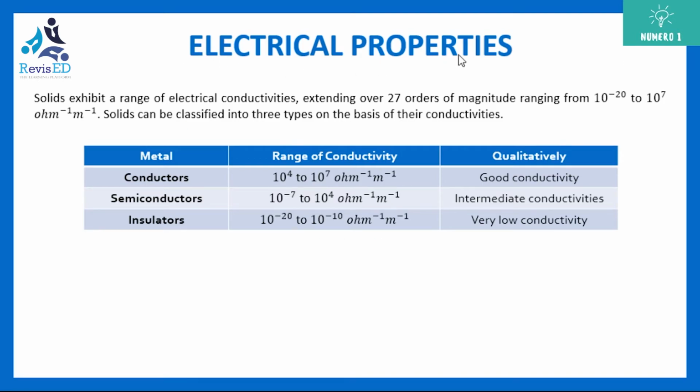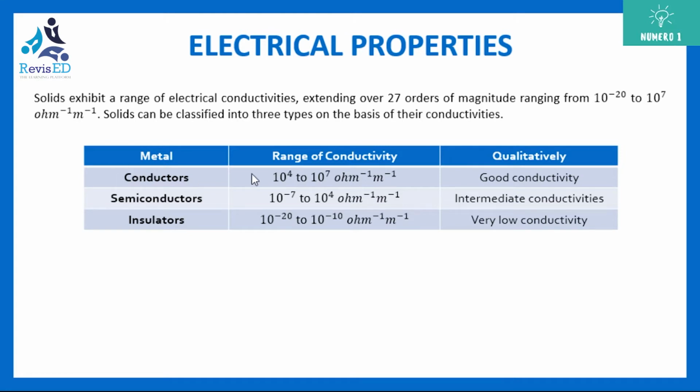So basically, the electrical properties extend over a range of 27 orders of magnitude. That is, they range from 10 raised to minus 20 to 10 raised to 7 ohm inverse meter inverse. This is the unit of conductivity. Okay, so here we are looking at the electrical conductivity. So basically we divide solids into different categories. First category is conductors, second is semiconductors, and the third is insulators.